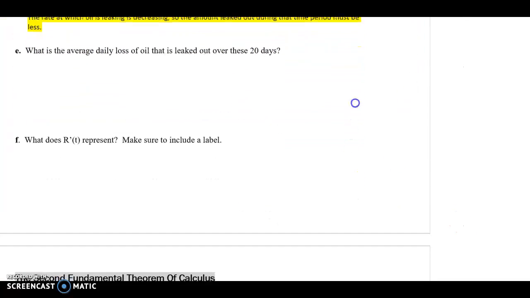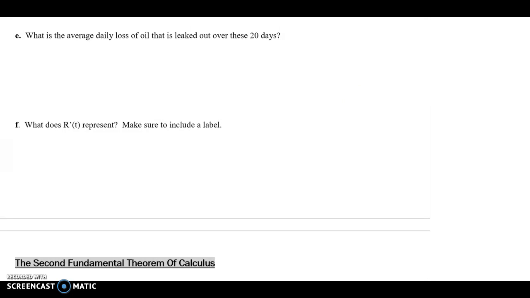Question E says, what is the average daily loss of oil that has leaked out over these 10 days? So what we could do is evaluate the integral from 0 to 1 to figure out how much oil leaked out on the first day, the integral from 1 to 2, the integral from 2 to 3, figure out how much leaked out on each individual day. But even that makes it a bit static, so we don't want to go about it that way.